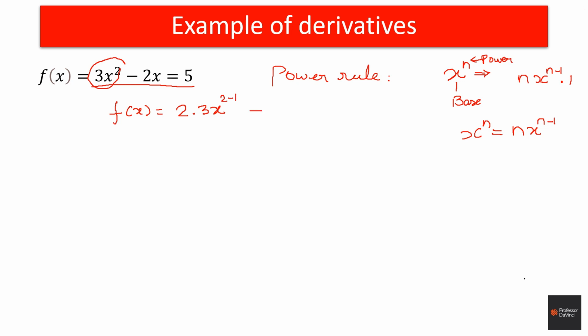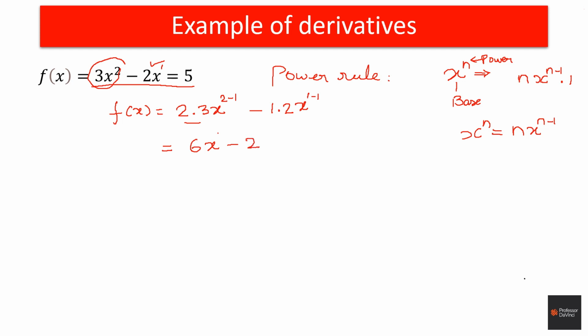So for this term, what is the power? Power is the x power 1. So we get 1 times 2, x power minus 1, which equals 2 times 3, which is 6, x power 1, that is 6x, minus 2 times x power 0, which is 1.